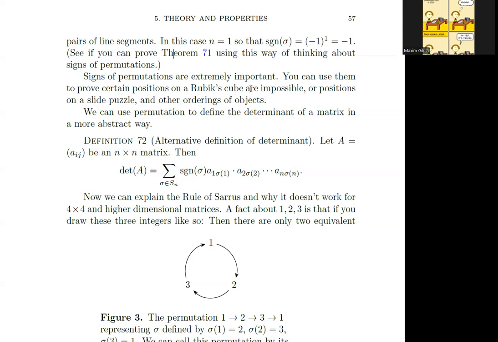So here is an alternative definition, which is very abstract. If A has entries Aij, then the determinant is the sum over all permutations.